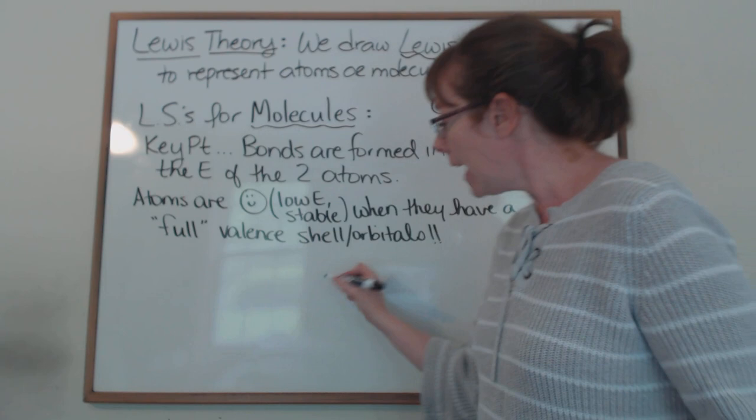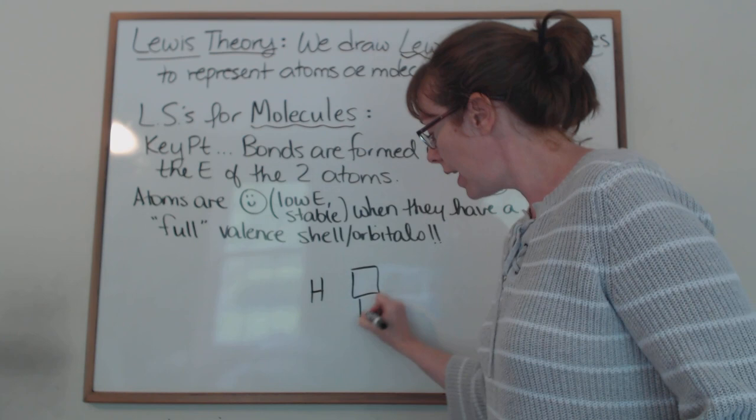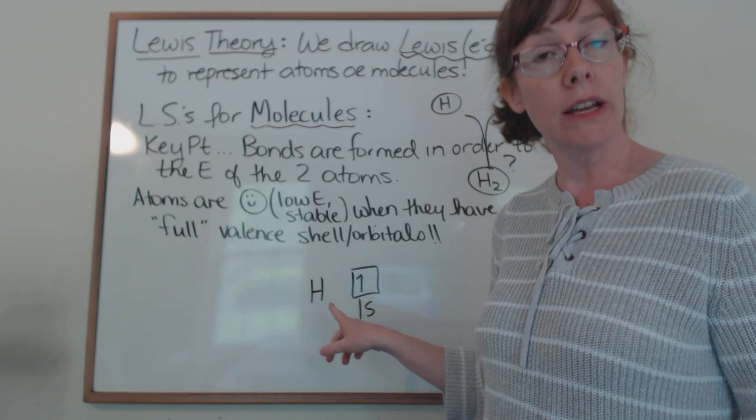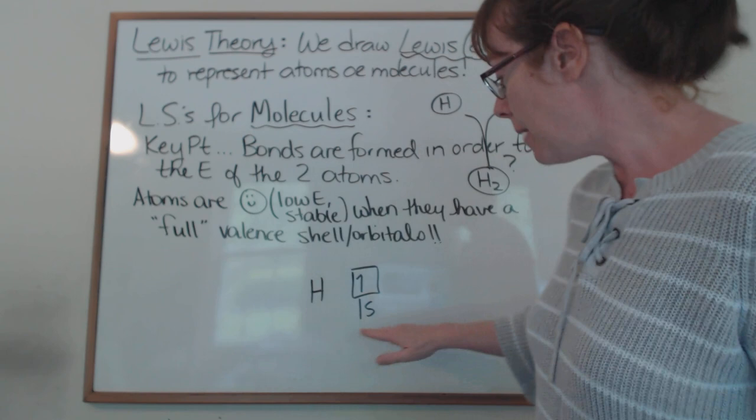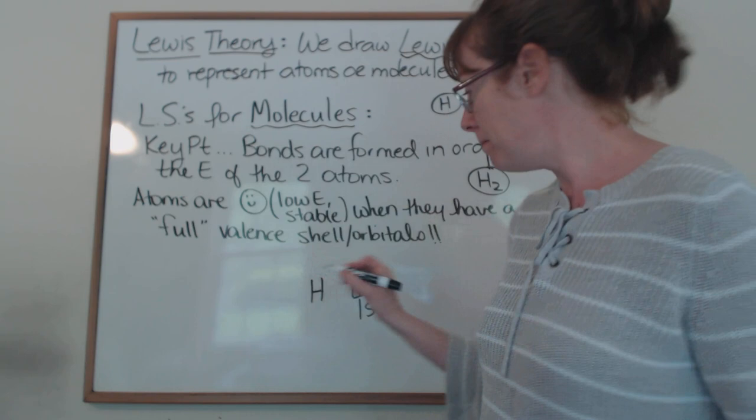Hydrogen by itself has, as we know from review, a 1s1 electron configuration. It is not stable in this situation. And by the way, this is his valence orbital, the 1s. He is stable when he is full, meaning when he gets 2.